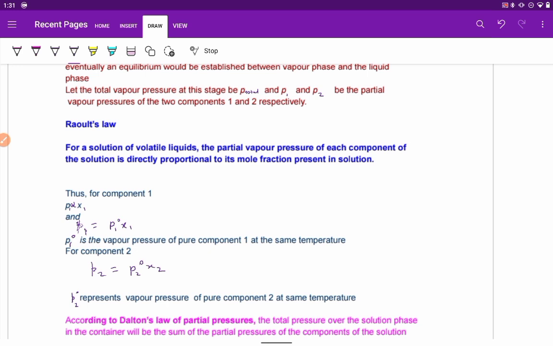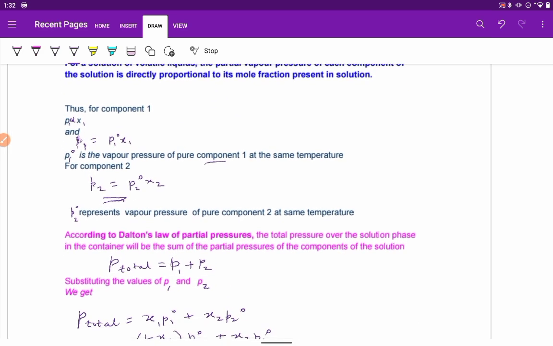And to remove this proportionality sign, we get P1 is equal to P1 naught X1. P1 naught is the vapor pressure of pure component 1, and all these things are at the same temperature. For component 2, P2 equal to P2 naught X2. Like P1 equal to P1 naught X1, P2 equal to P2 naught X2. P2 naught will be the vapor pressure of pure component 2. Like P1 naught, vapor pressure of pure component 1, P2 naught, vapor pressure of pure component 2, at same temperature.